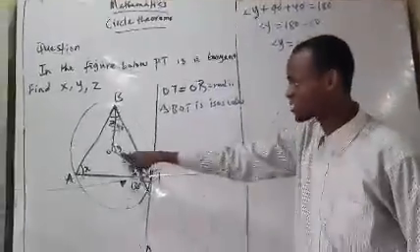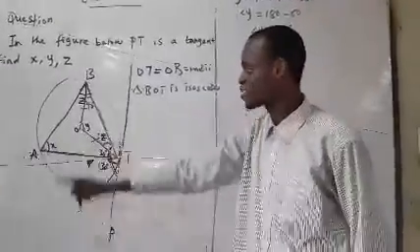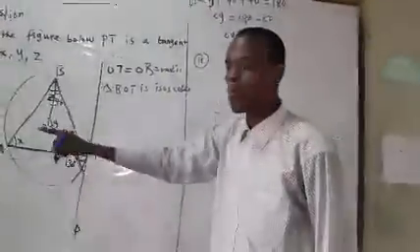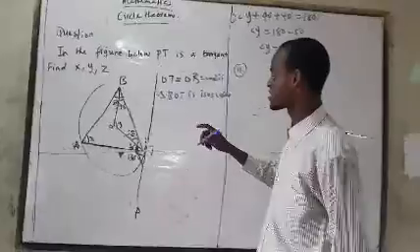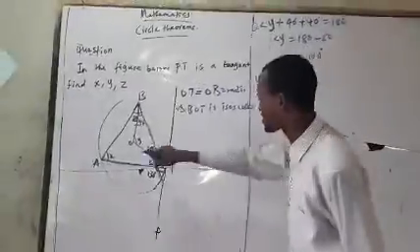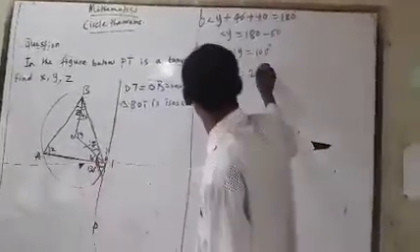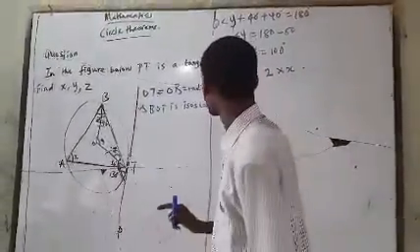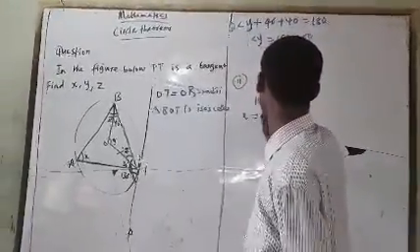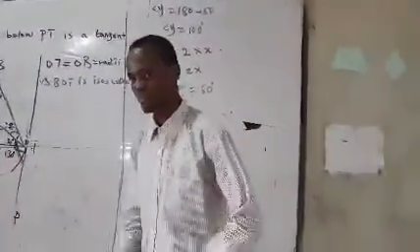Now that we have found the angle at the center, it will be easier for us to find angle x. We are going to invoke one of the theorems, which states that the angle at the center is twice the angle at any part of the circumference. The angle at the center is 2 times x, and our y is 100. So x will be 100 over 2, which is 50 degrees.